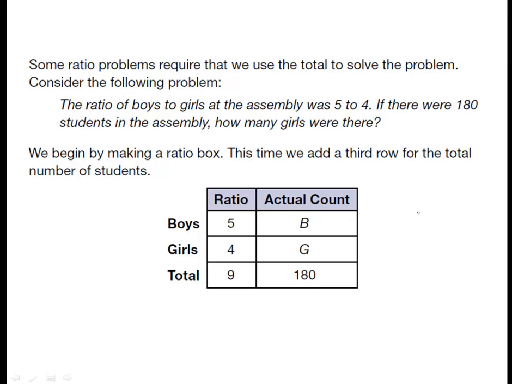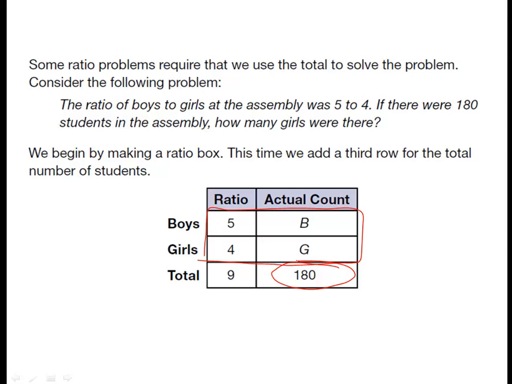So some ratio problems involve more than just this top half. For example, here you've got the ratio of boys to girls is 5 to 4. So you know how to set that up. You put your 5 by the boys and the 4 by the girls. Normally they'll say there's this many boys, so how many girls were there? Or there's this many girls, how many boys were there? Well, in this case, it doesn't tell us that. It says that if there's 180 students total, then how many girls were there?